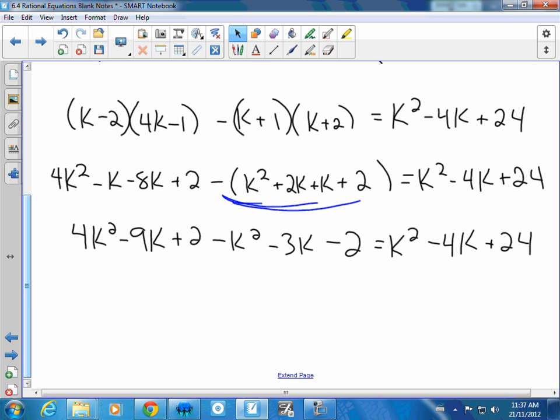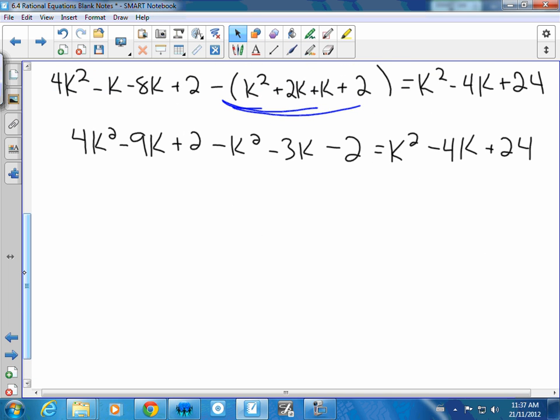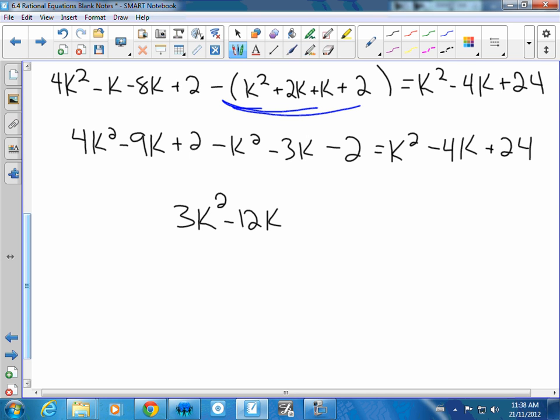Okay, so we're going to move it all now. We're going to move it all to the left side or the right side? Left side. Can we combine some of it before we even move the right-hand side? Yeah, you can collect like terms on the left side. Let's make our life easier. What's 4k squared minus k squared? 3k squared. Negative 9k minus 3k, negative 12k. And positive 2 minus 2 cancels out. Okay, so we're left with still k squared minus 4k plus 24.